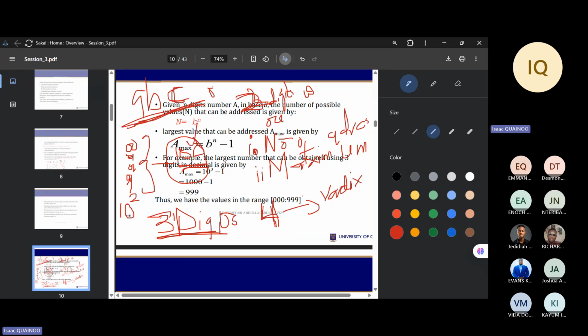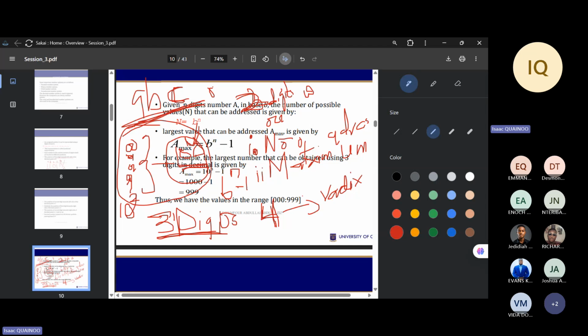So that is how you find the number of possible values that can be addressed in a number system. You take the base and then you raise it to the power of the number of digits. So it is always base power digits. And then to find the largest number that can be addressed, you take the base raised to the power digits minus 1. Because in this particular example, the number of possible values that can be addressed is 100, right?